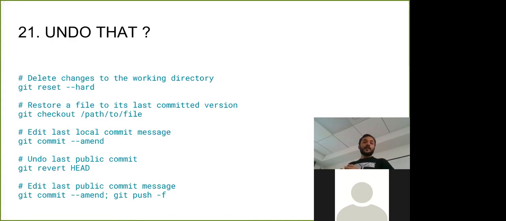Edit last public commit message, right? So git reset hyphen hard at tilde 1. What that will do is take our current branch one commit behind the one we just did. Delete changes to the working directory, the last changes you made. Delete everything.